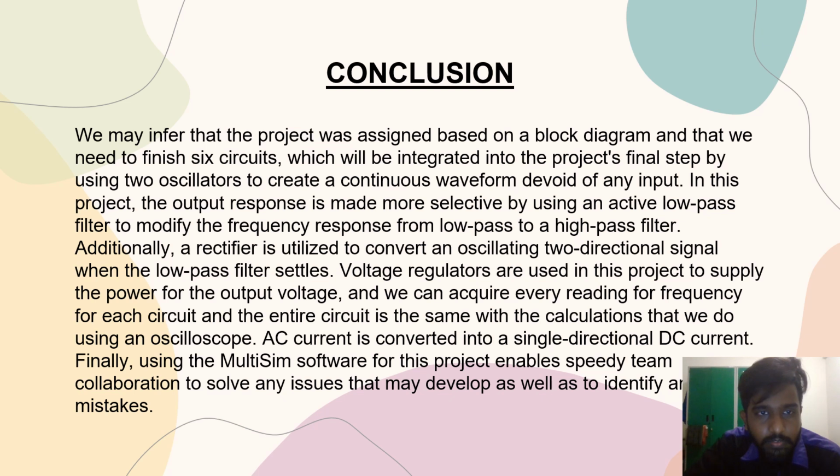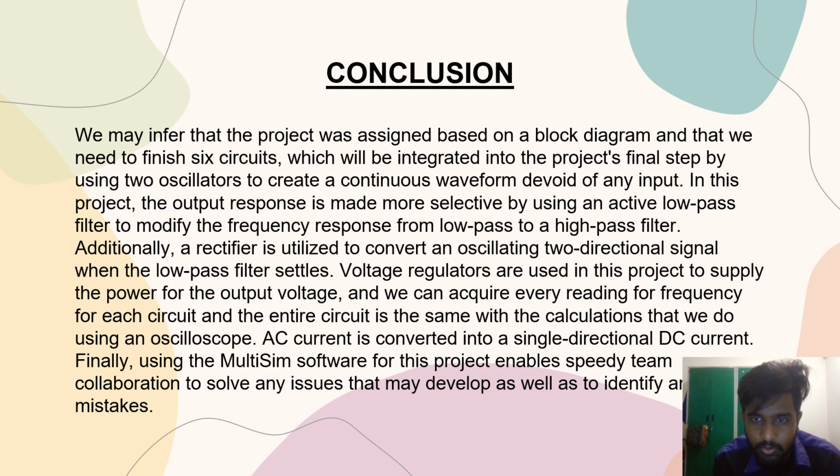For conclusion, we may infer that the project was assigned based on a block diagram and that we need to finish 6 circuits, which will be integrated in the project's final step, using 2 oscillators to create a continuous waveform devoid of any input. In this project, the output response is made more selective by using an active low-pass filter to modify the frequency response from low-pass to high-pass filter. Additionally, a rectifier is utilized to convert an oscillating two-directional signal when the low-pass filter settles.